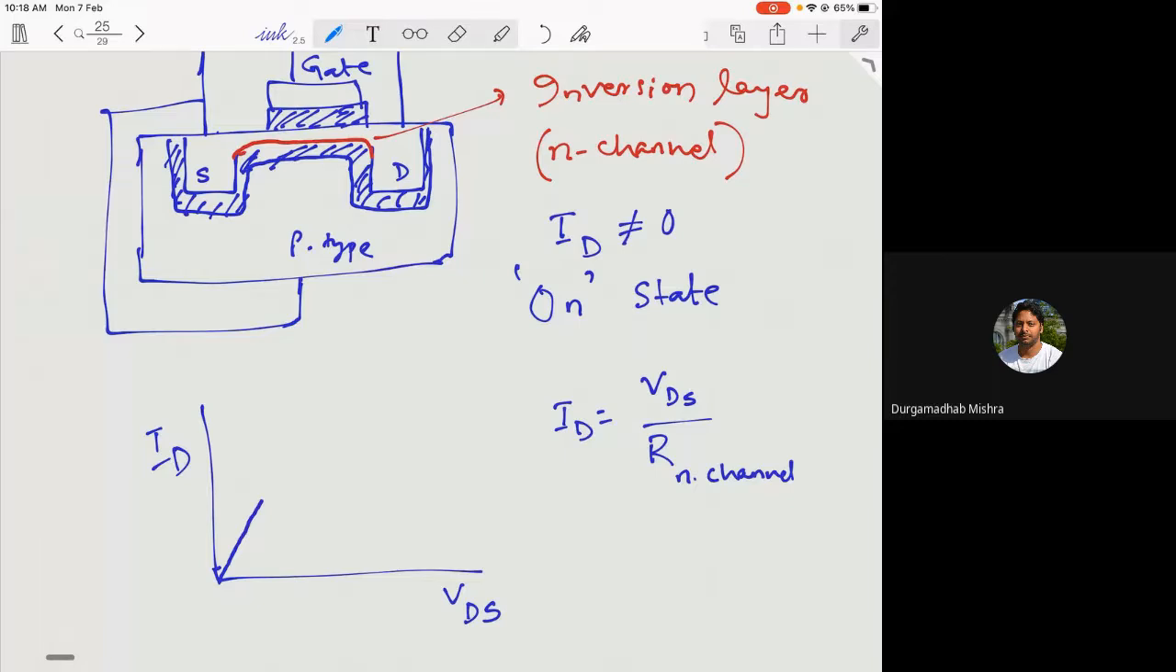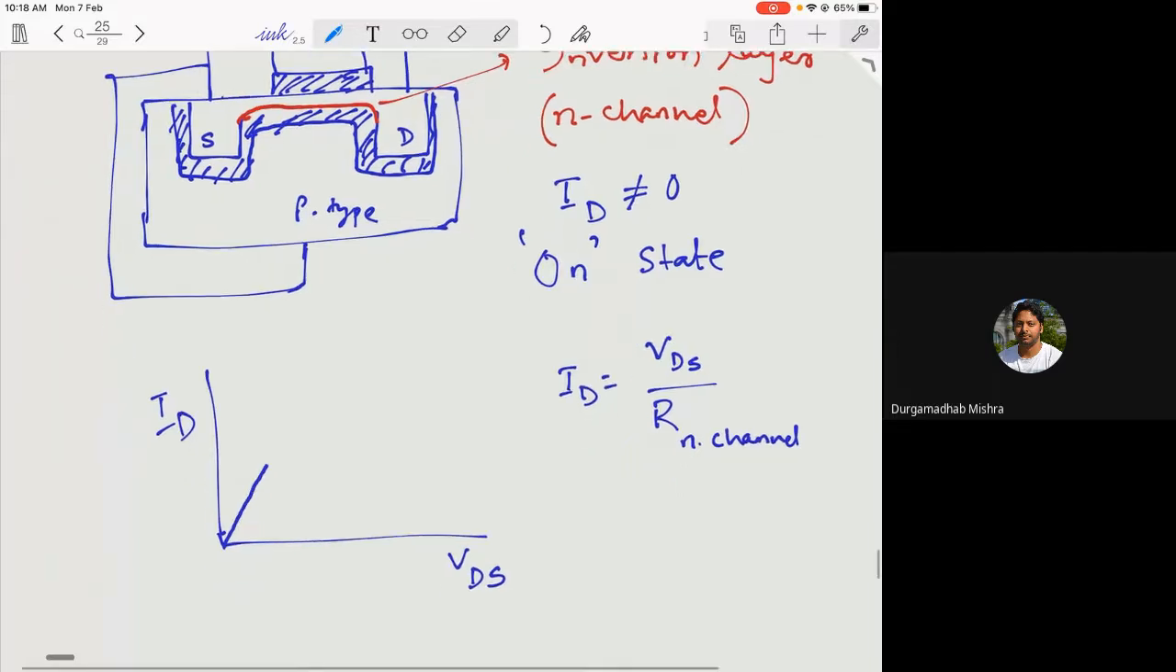That means in the p-type region, which is now devoid of holes, there may be acceptor ions, but still you can create an inversion channel, or an n channel, where you can have a flow of electrons from source to drain. Similarly, in a PMOS you will have a flow of holes from source to drain.